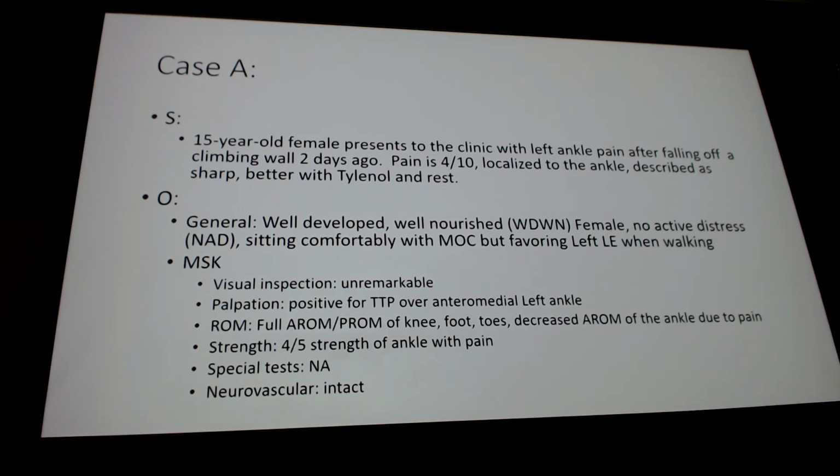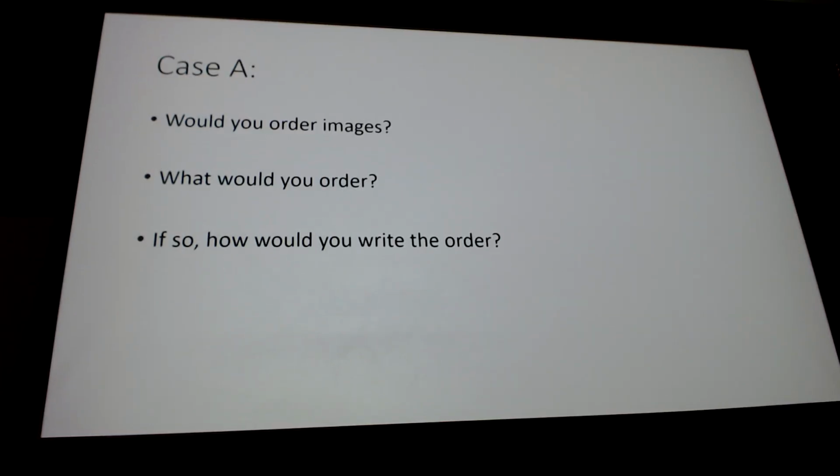Okay. Full active range of motion and passive range of motion of the knee, foot, toes. However, her ankle is decreased in range of motion due to pain. Strength is 4 out of 5 with ankle pain. There are no special tests for the ankle, and her foot is neurovascularly intact. So with that information, would you order images? This is a radiology course. Yes, you would. What would you order? Oh, okay.